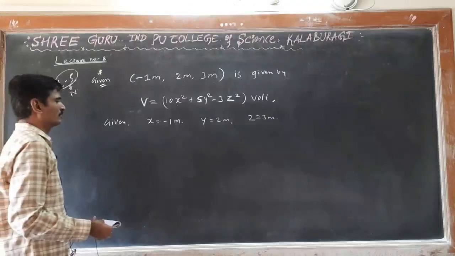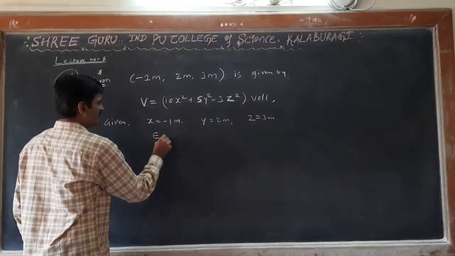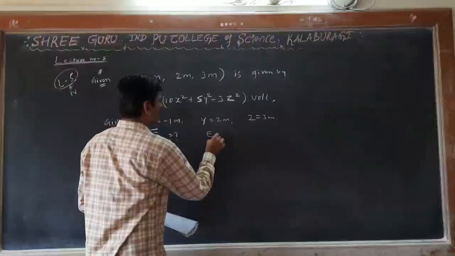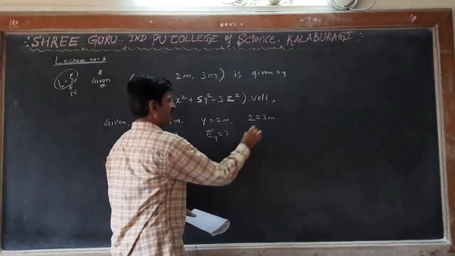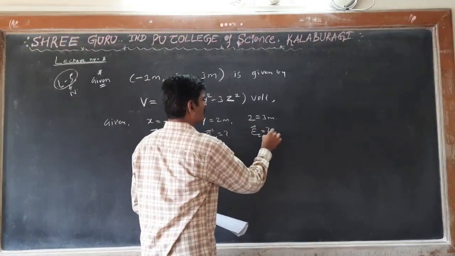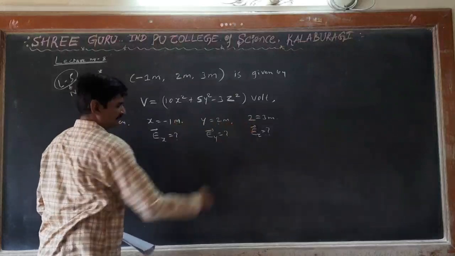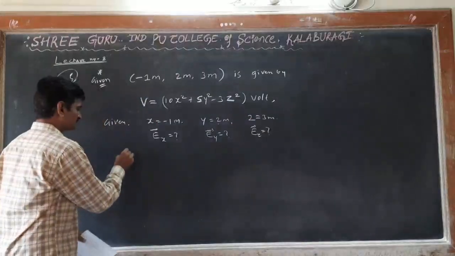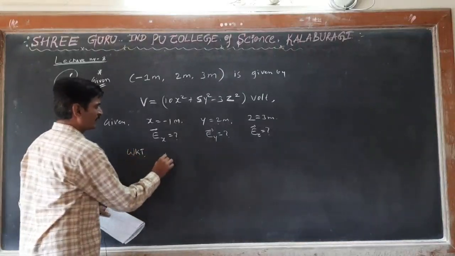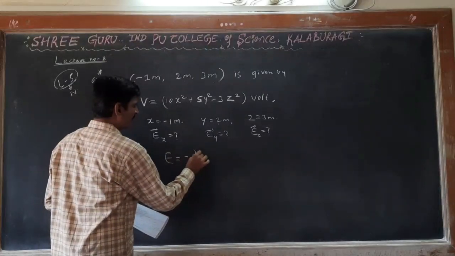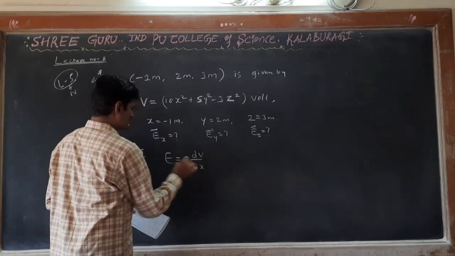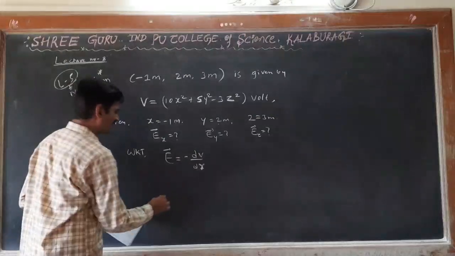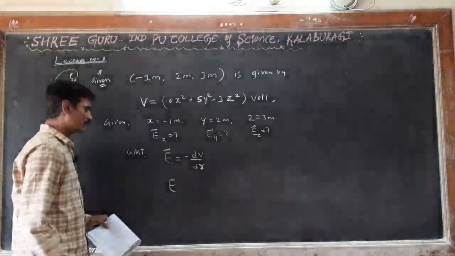And we have to find the component of the electric field along the x axis, the component along the y axis and the component along the z axis at these points according to the question. Understood? So we know that the electric field intensity E is equal to −dV/dx or −dV/dr, like this we have derived.